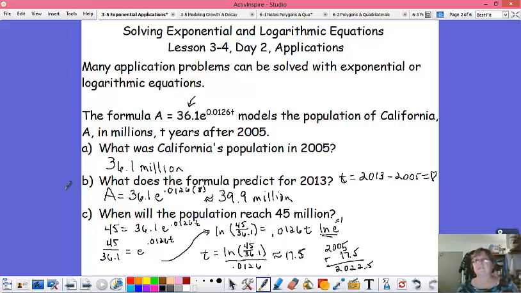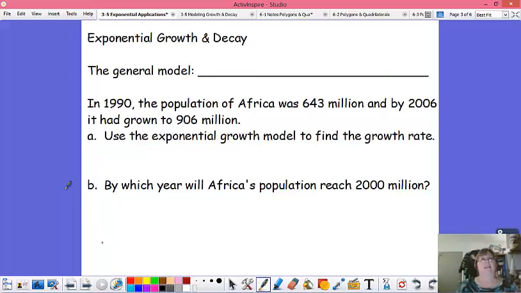2022 is quite a ways in the future, so things could be changing in California. In fact, they could have been changing since this problem was written, but that's our approximation. So we're going to say somewhere around the year 2022 is where they should hit 45 million. Good. Let's go on to our next application.